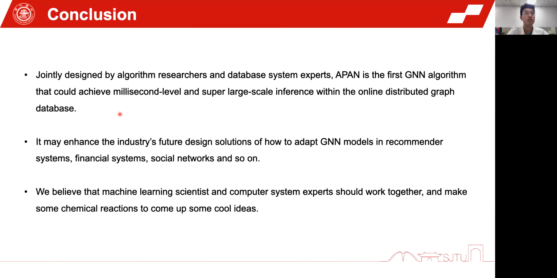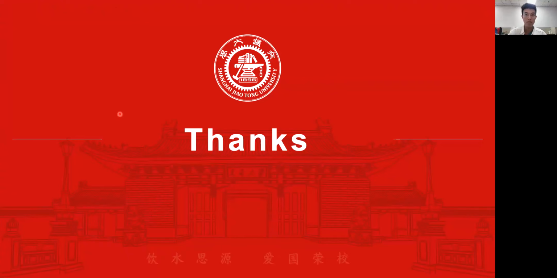Okay, generally designed by algorithm researchers and database system experts, APAN is the first GNN algorithm that could achieve millisecond-level and super large-scale inference within an online distributed graph database. We believe that machine learning scientists and computer system experts should work together and make some chemical reactions to come up with some cool ideas like our APAN. Thanks.